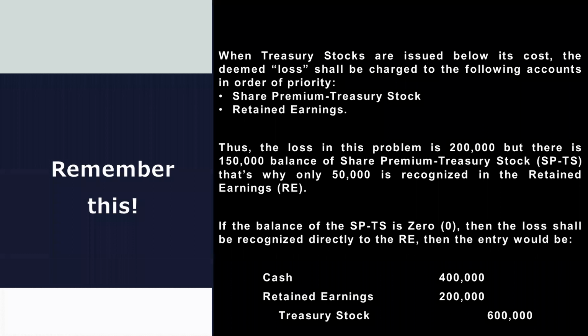So, again, you remember this, take note of this. The loss in this problem is 200,000, but there is 150,000 balance of share premium treasury stock. That's why only 50,000 is recognized in the retained earnings. Just for example, kung yung balance ng share premium treasury stock is 0, then the loss shall be recognized directly to the retained earnings. So, ang entry natin will be a debit to cash for 400,000, debit retained earnings at 200,000, credit treasury stock. Again, this is applicable kapag 0 yung ating share premium treasury stock.